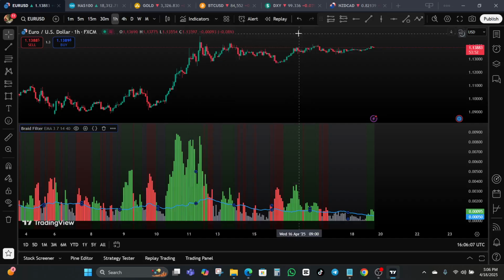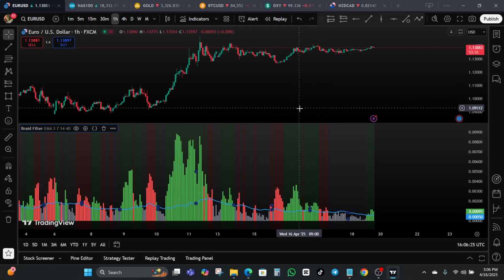All right, now for volatile pairs, a higher sensitivity setting will give more frequent signals, while a lower sensitivity will focus on cleaner, more reliable setups.